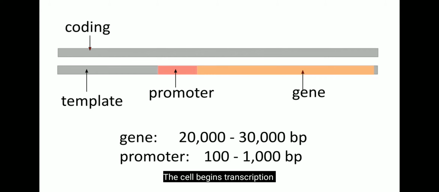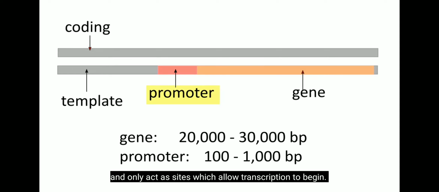The cell begins transcription only at specific sequences of DNA. Such a sequence is called a promoter. Promoters are found before the gene and indicate where the gene begins. They also specify which strand is the template. Promoters are not part of the code of the gene and only act as sites which allow transcription to begin.